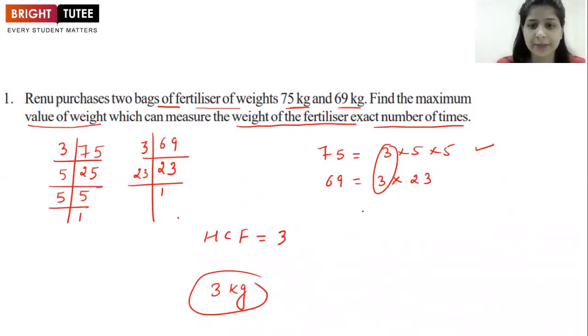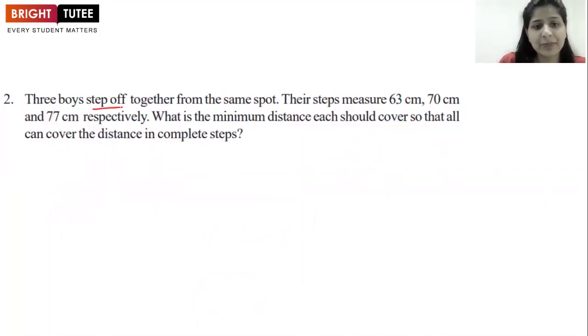Next question is, there are 3 boys that step off together from the same spot. Their steps measure 63 centimeter, 70 centimeter and 77 centimeter respectively. So there are 3 boys and they have started walking together, like the first step they have taken all together. The first one's step is 63 centimeter in length, the second has a step of 70 centimeter, and the third one's step length is 77 centimeter.